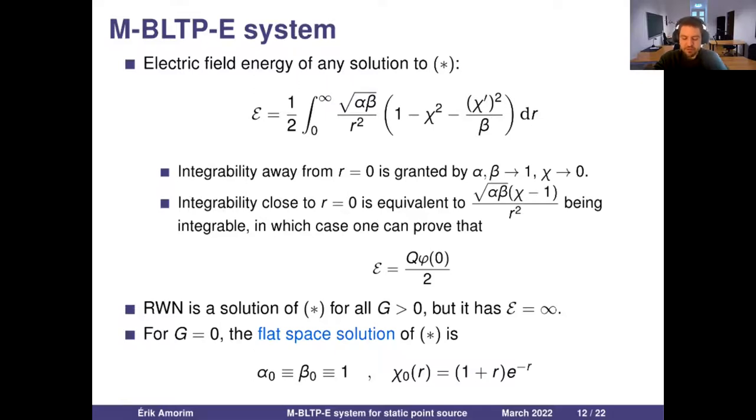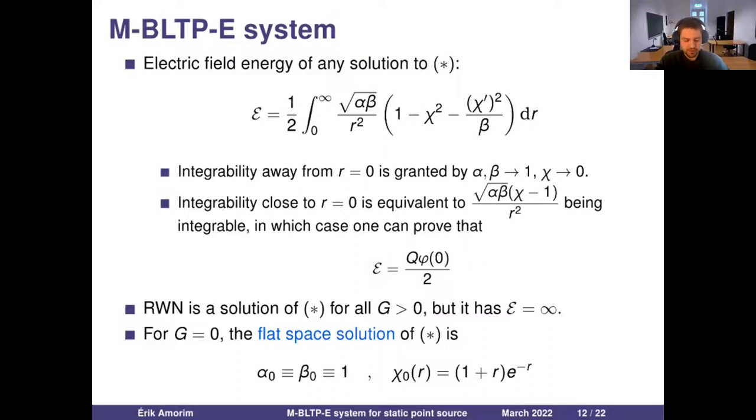what you need, a necessary and sufficient condition, is the integrability of this particular function here: the square root of alpha beta chi minus 1 over R square. In that case, you can prove the value of the energy is the same as it was in flat space, comparing to the electric potential phi.